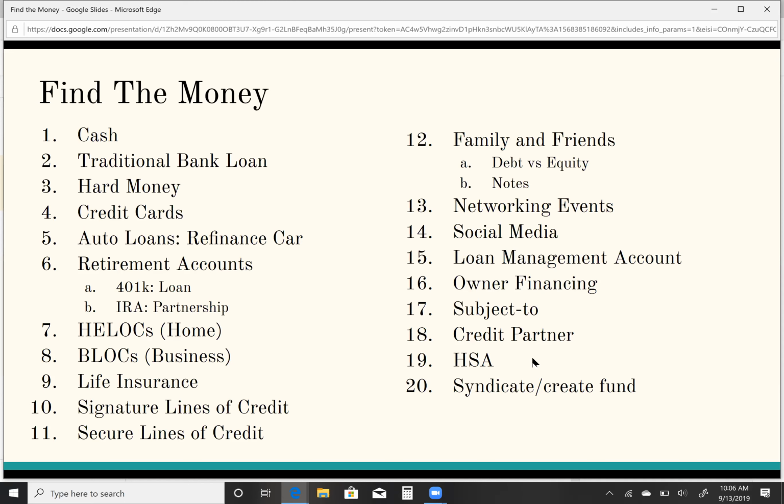HSA is going to be a health savings account. So there are some really cool things that you can do to fund and essentially create yourself an insurance policy, right? This is like self-insuring against medical situations. And with a health savings account, you can actually grow that money tax-free. You get the money into your health savings account and then you can grow it just like a retirement account, tax-free.